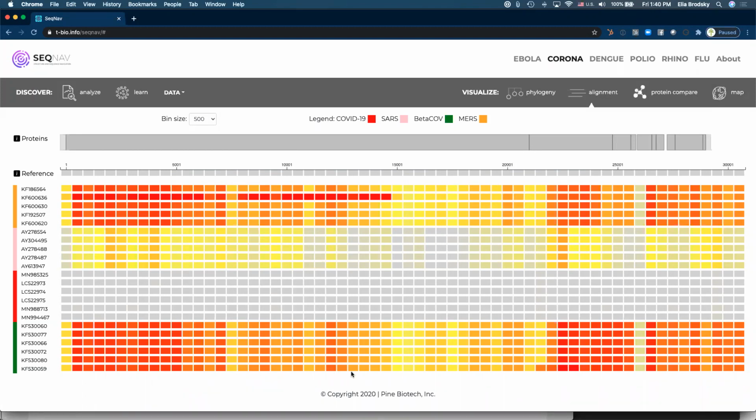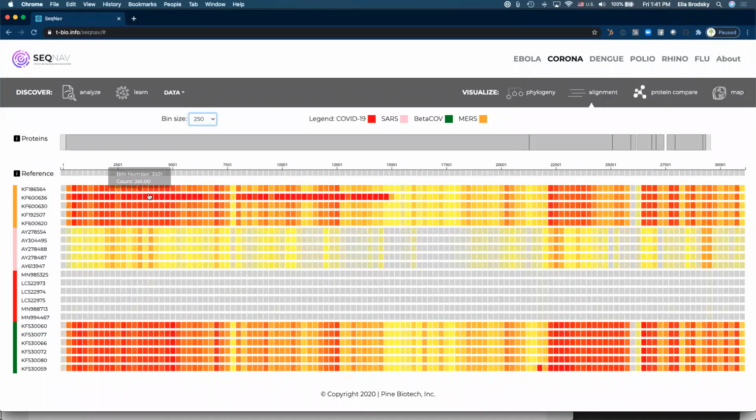You can see in this tool, which we call Sequence Navigator or SeqNav, the sequences of the genomes, and those sequences are organized by groups. Here you can see MERS, SARS, COVID-19 or SARS-CoV-2, and beta coronaviruses, or other coronaviruses that are not SARS or MERS. The cells are bins. Each bin represents 500 nucleotides. We can make it 250 also. So let's take a look at 500 first. Okay, so they're loaded. Here we can see that each one of these bins represents 250 nucleotides.